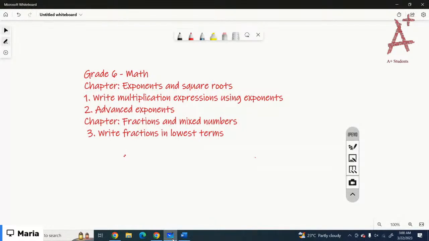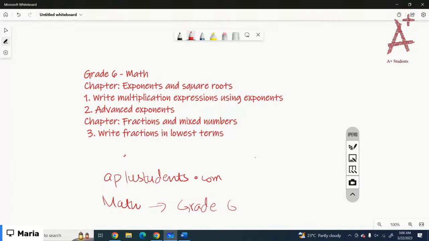We're going to start with grade 6 maths. You can find all the lessons on aplusstudents.com. You have to log in there using your email address and the password provided by the administrator. Then select math from the subject tab, scroll down to grade 6 and click on view all lessons. There you can find a list of the chapters.